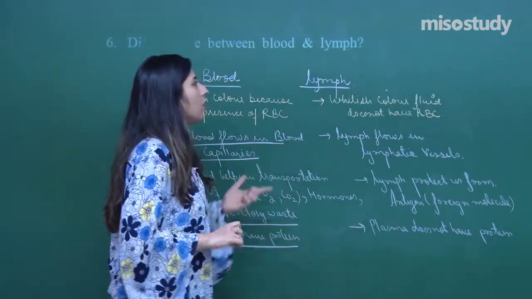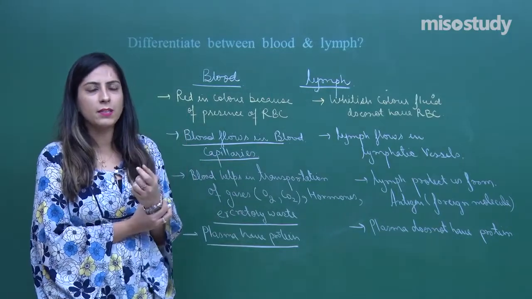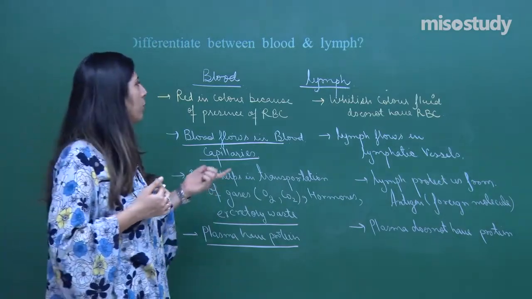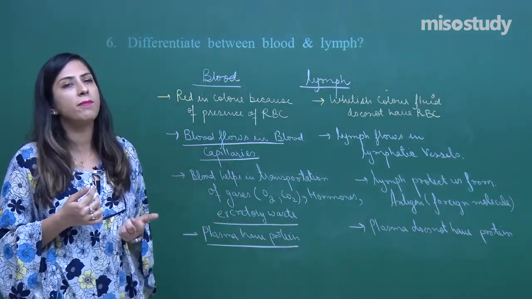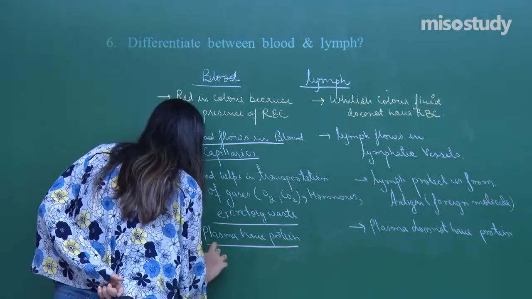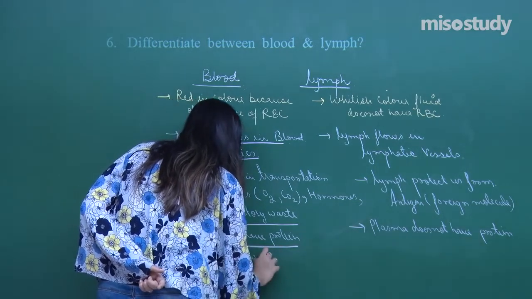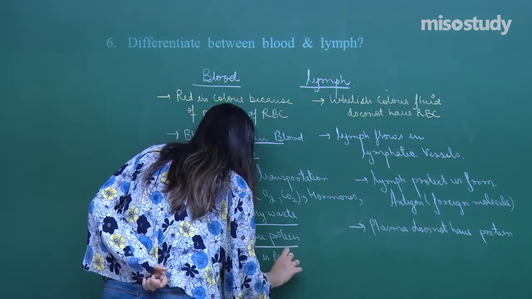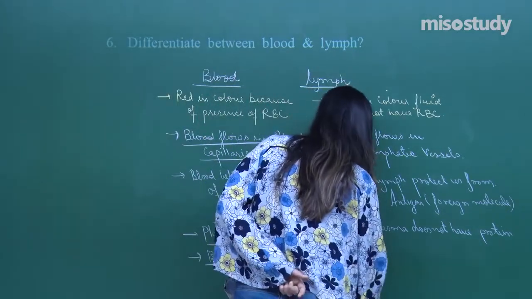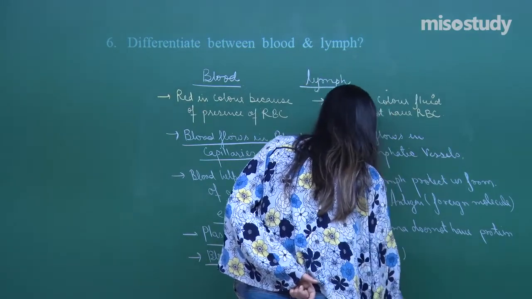Right? Let's talk more about these two. In case of blood, blood flows in blood capillaries. When blood flows in capillaries, the blood flow is maintained and it is very fast, whereas the lymph which flows in lymphatic vessels is slow. Blood flow is fast. Whereas in this case, the lymph flow is slow.